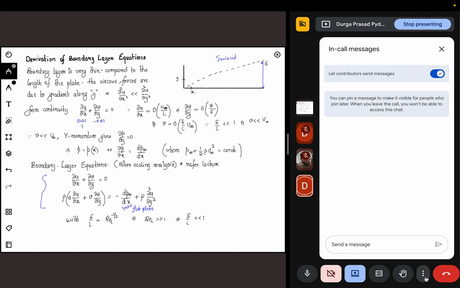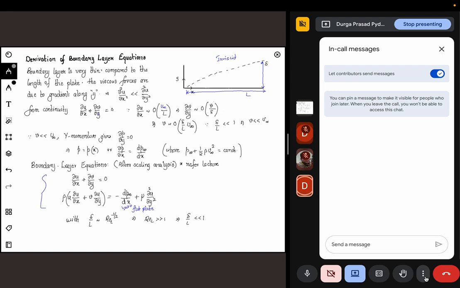If the magnitude of this is, say, 0.01 and this is, say, 100 or something, then it will never be equal to 0. So for this to be 0, both of them should be of more or less the same order. With that idea, the first one will be of the order u infinity by L, and the second one will be of the order v, which he took as some v. Along x, scaling is from 0 to L if the length of the plate is L, and along the y direction he took delta. Delta is the boundary layer thickness.